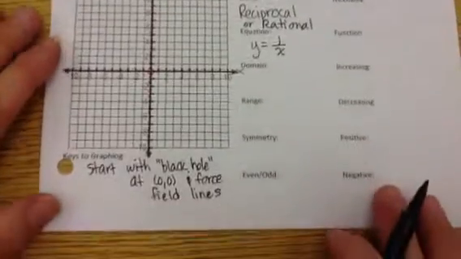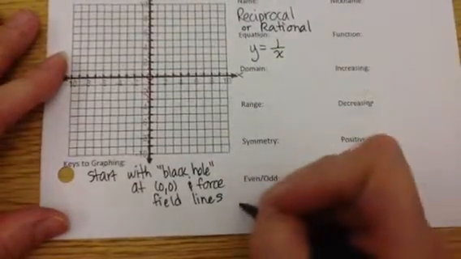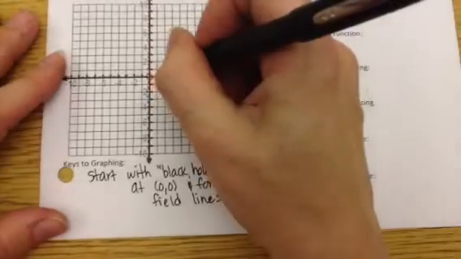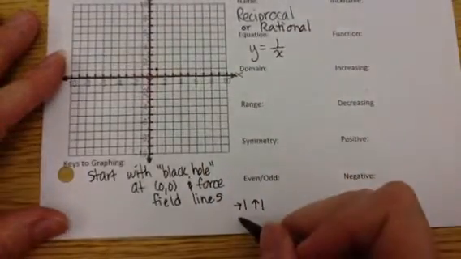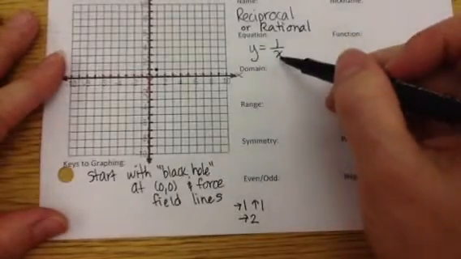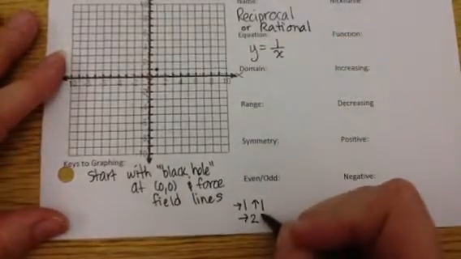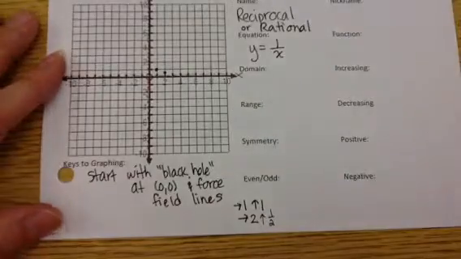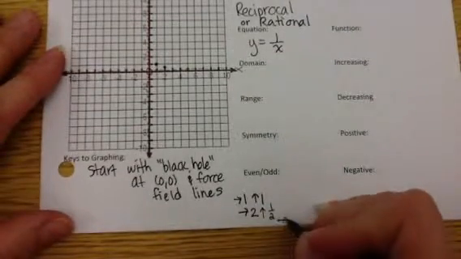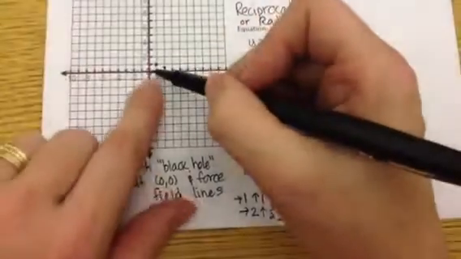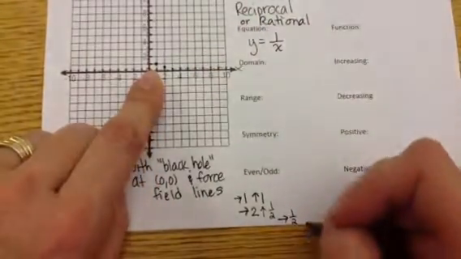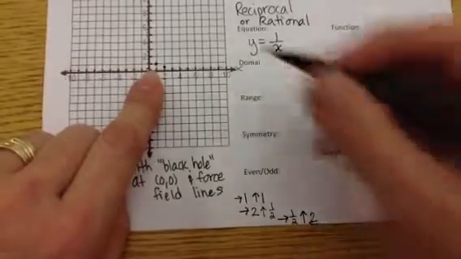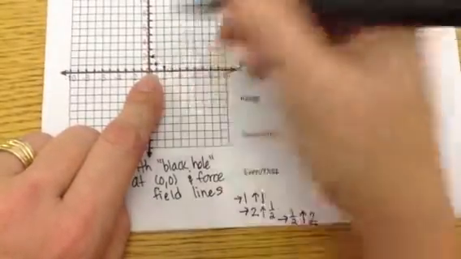And then from that black hole, we will move in this pattern. We will move right 1 and up, if I put 1 in for x, I'll get 1. So right 1, up 1. Then if I move right 2, put 2 in for x, I'll be moving up 1/2. So right 2, up 1/2. Then I hate to put fractions out there, but that's what has to happen next. If I move right 1/2, it's a reciprocal function. So when I take the reciprocal of 1/2, 1 over 1/2, I get up 2. So my other point is right 1/2, up 2.